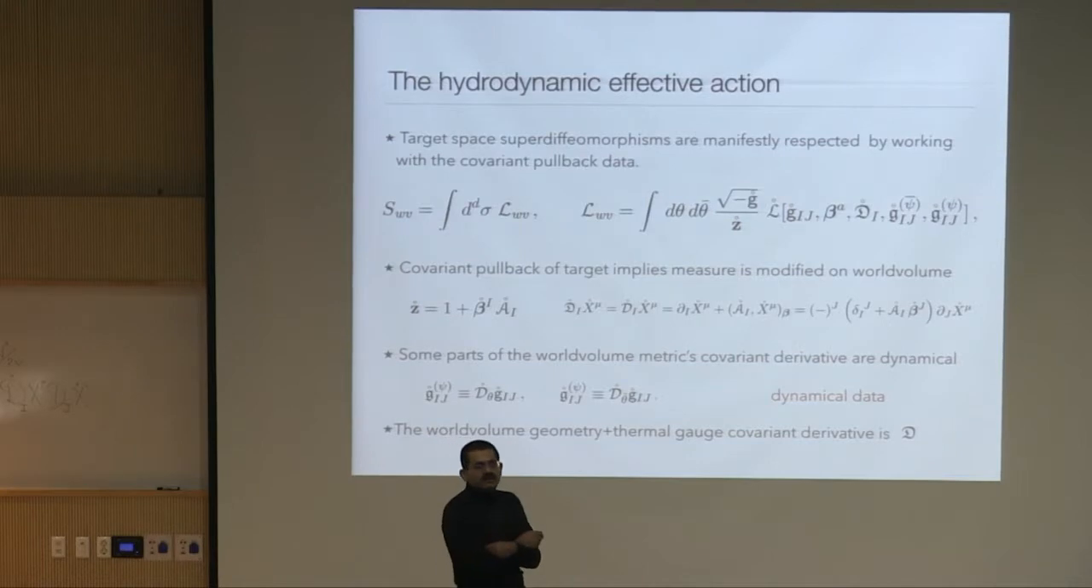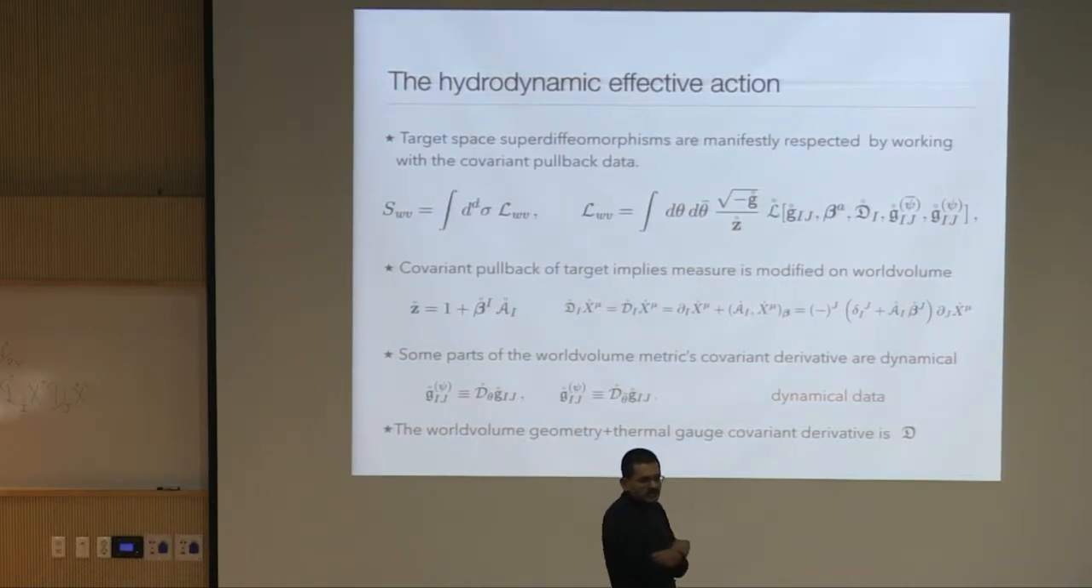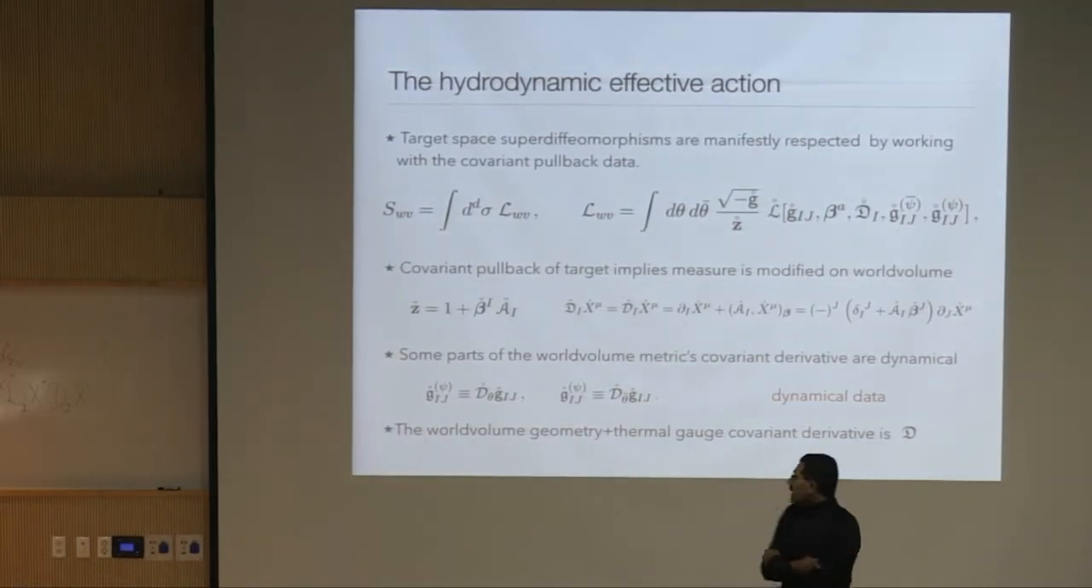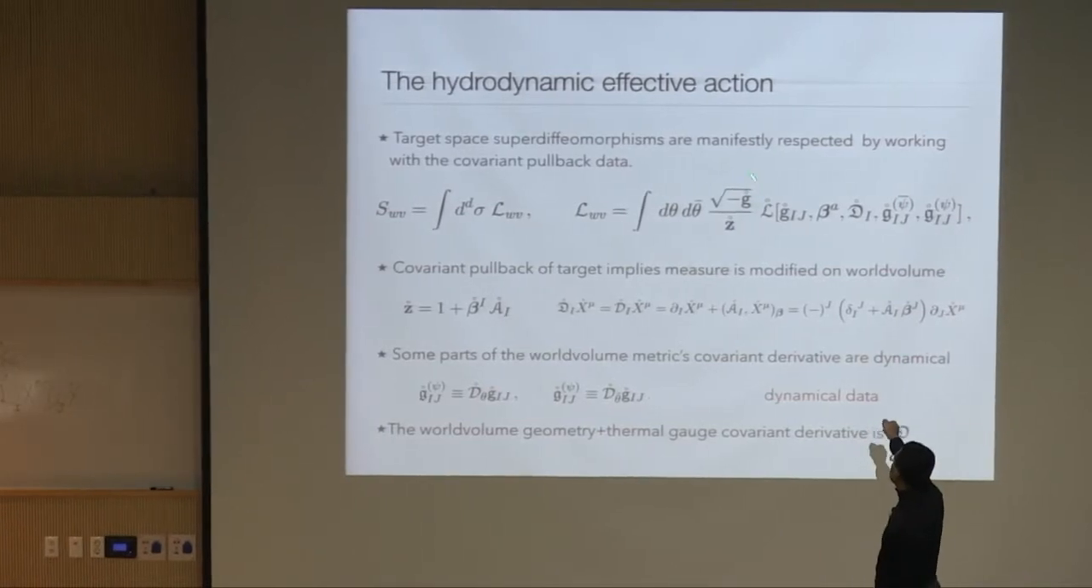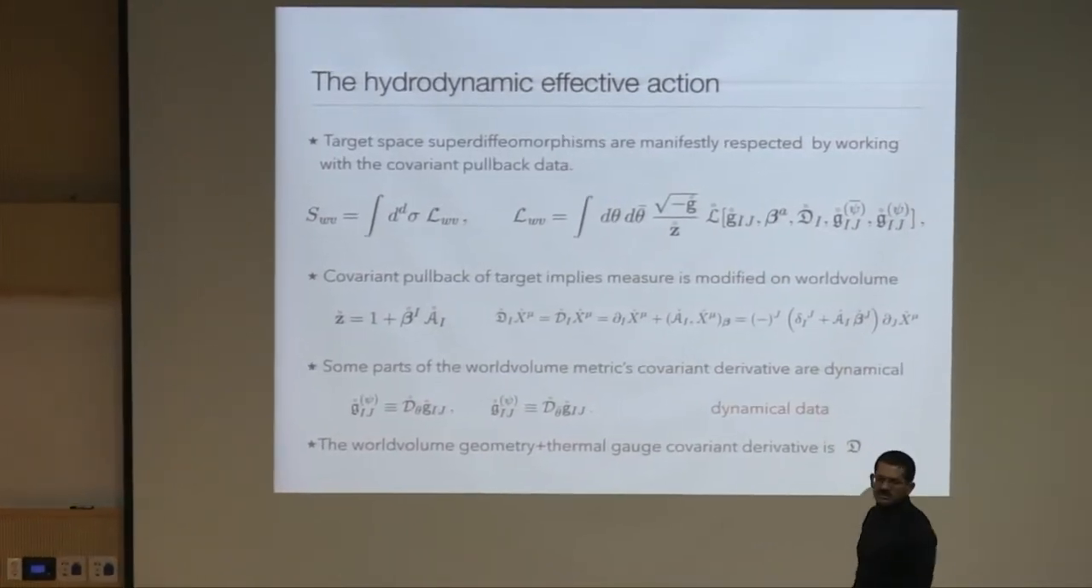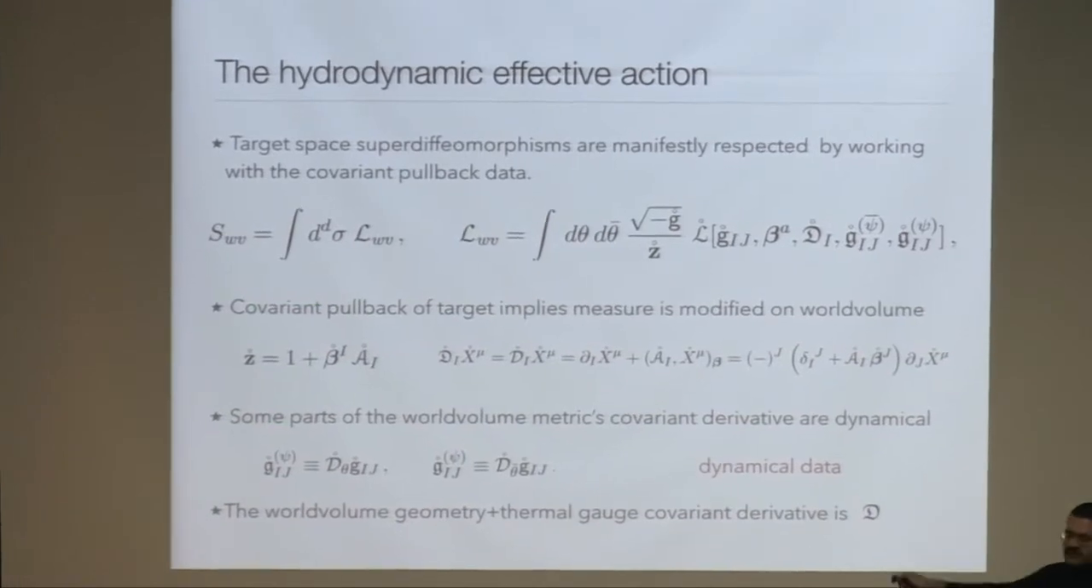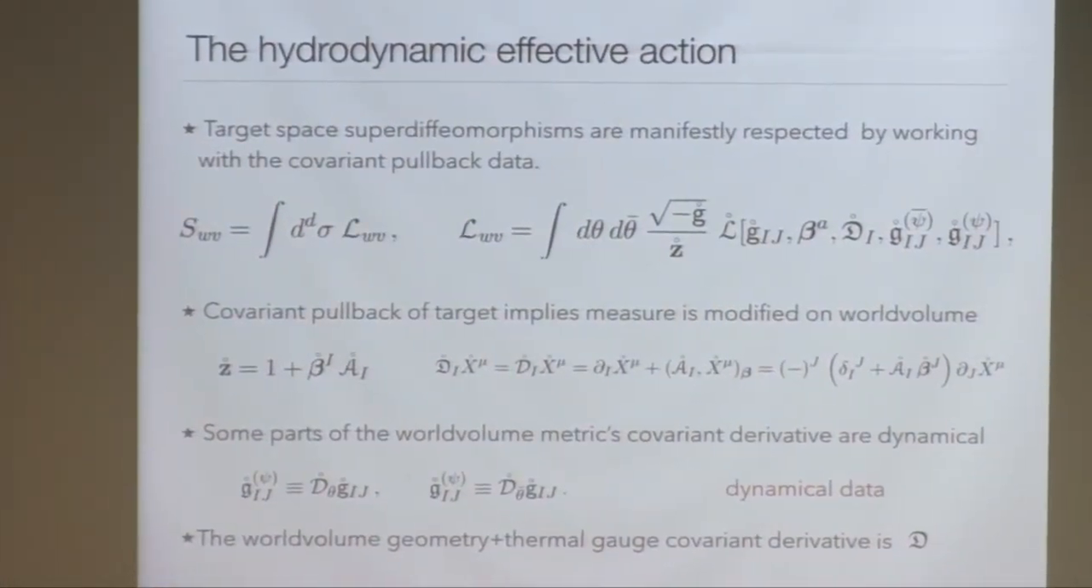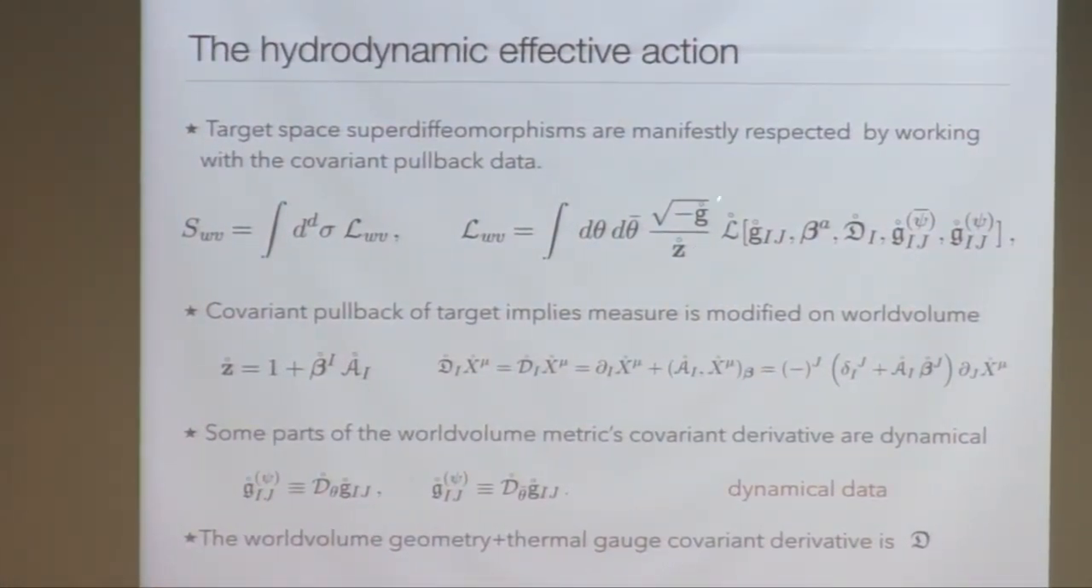Okay? So when you write down the measure on the world volume, you have to account for this. And that changes the measure from square root minus g to square root minus g over this Z function, which Z is just this piece. It's just a trace of this matrix which shows up when you compute the measure. So the measure is non-trivial, and that's important. Function of Gij, you understand, I just wrote what there is. Beta is something that's given to you on the world volume.